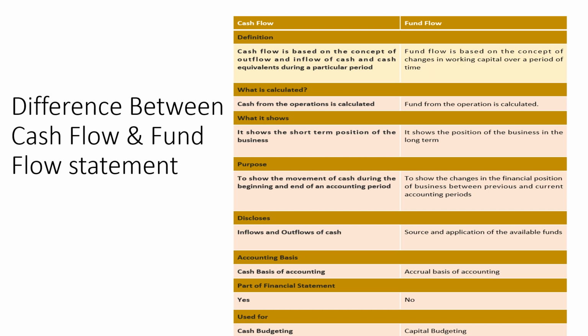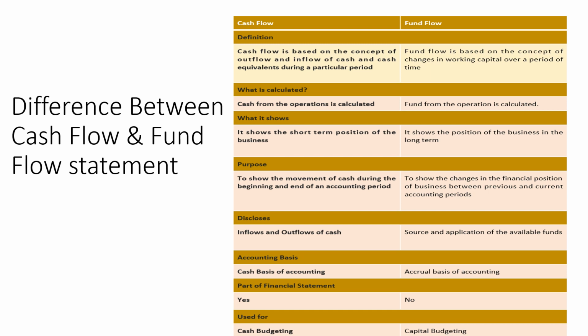Okay, and how is the cash flow calculated? Cash from the operations is calculated, whereas funds from the operations is calculated in fund flow. Okay, and what it shows: cash flow shows the short term position, whereas fund flow shows the position of the business in the long term. So business position in the short term we can get through cash flow, business position in the long term we can get from the fund flow.